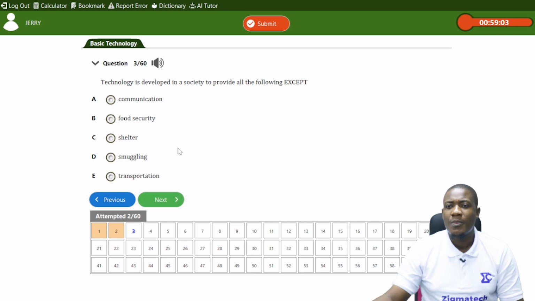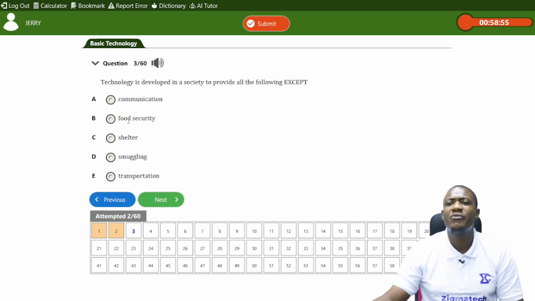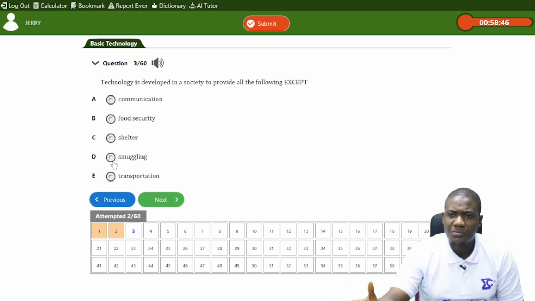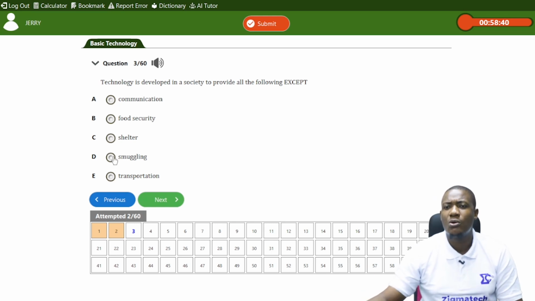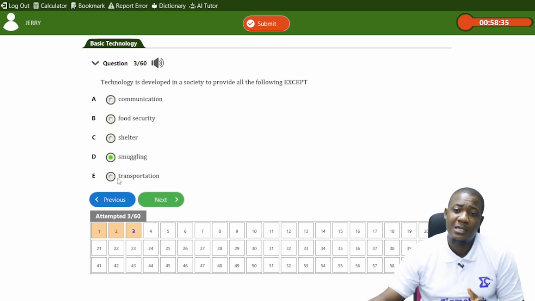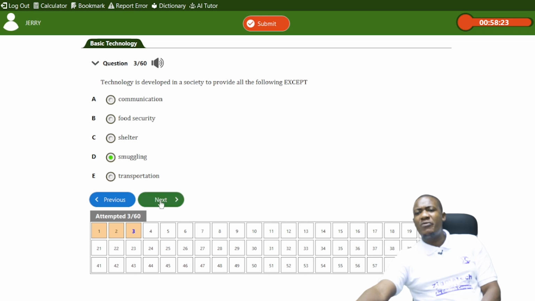See that? Technology is developed in a society to provide all the following except: communication, food security, shelter, smuggling, transportation. Now, we don't develop technologically so that we can smuggle things into the country. But if we develop technologically, transportation is developed, our shelter is improved upon, we feel we have food security, communication is improved greatly, and so on and so forth.